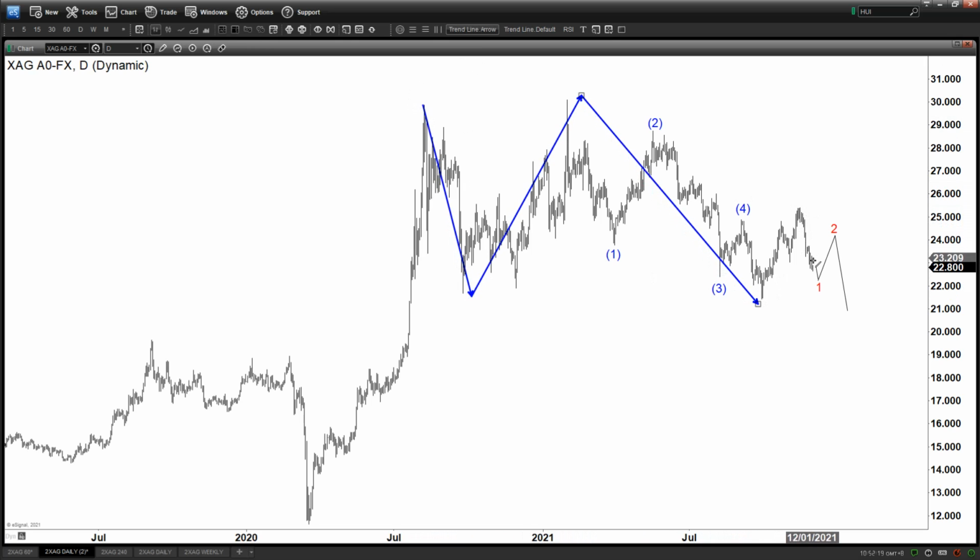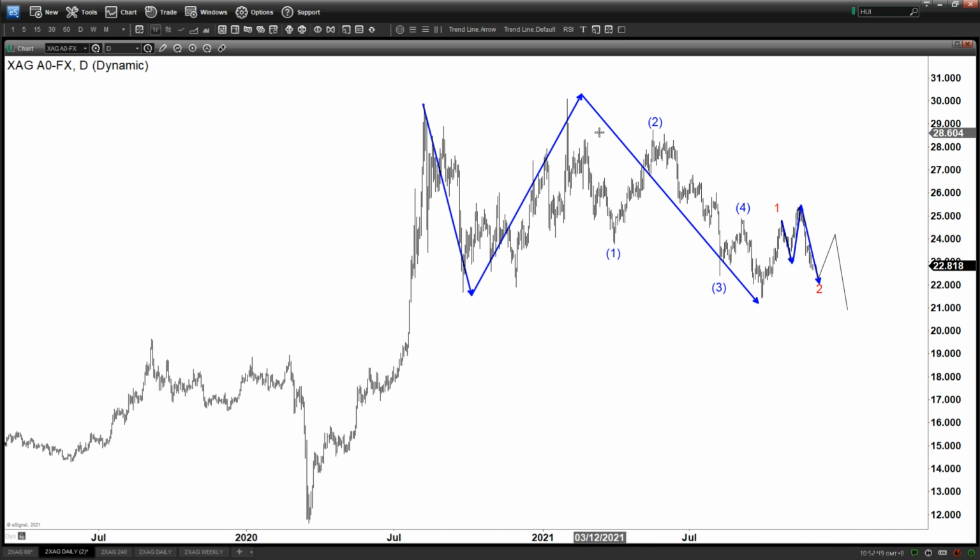So how can we have an impulsive move down and not break lower and start to reverse? The way to do it is you can call an expanded flat from here. So this one, let's say it could be 1, and then this is an A, B, C, that could be a 2, and then it turns higher again. So that will be the alternate, right? So I'm presenting you the primary and the alternate.